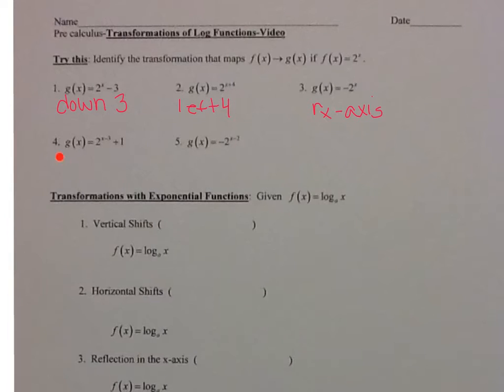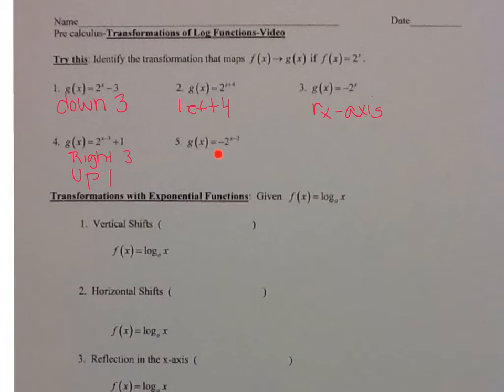Okay, number 4. G of x equals 2 to the x minus 3, plus 1. So I'm minusing 3 from my x, so that would be to the right 3. And then I'm adding 1 to my y value, so that would be up 1 unit.